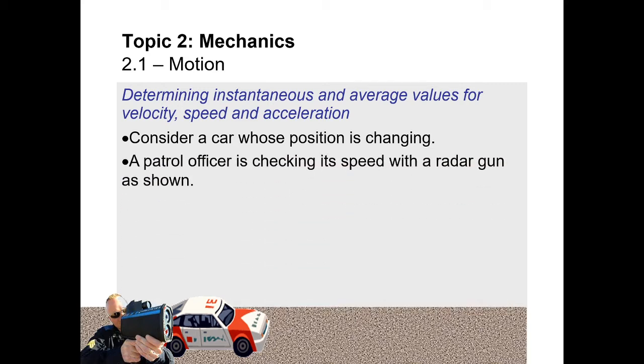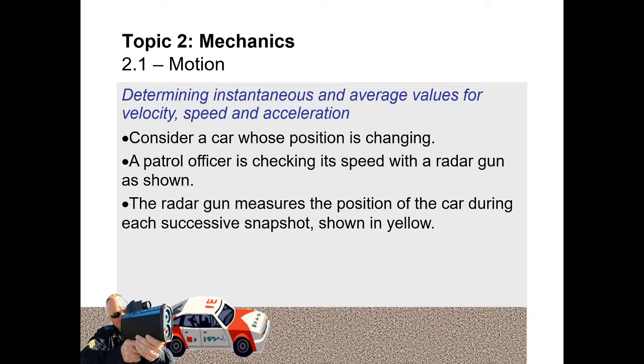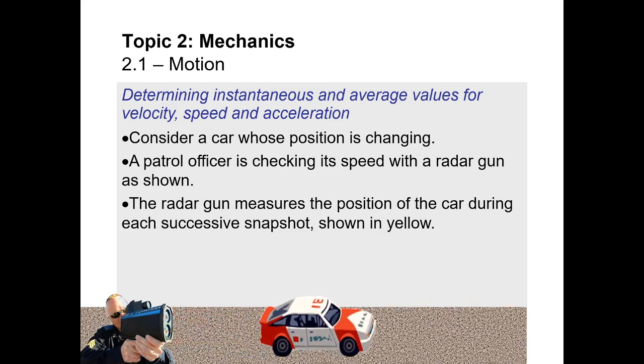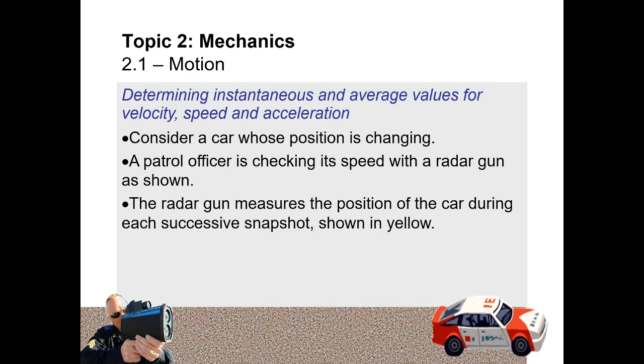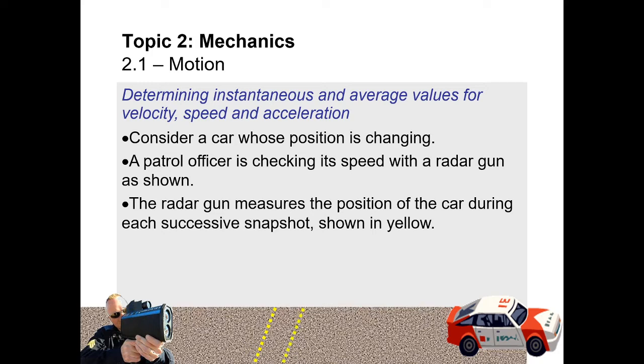Consider a car whose position is changing. The patrol officer is checking its speed with the radar gun, and the radar gun measures the position of the car during each successive snapshot shown in yellow. This car is speeding forward, and you're going to see these successive snapshots now. Notice what's happening with the spacing between each successive snapshot. How can you tell that the car is speeding up? Think about that. Pause the video if you'd like.